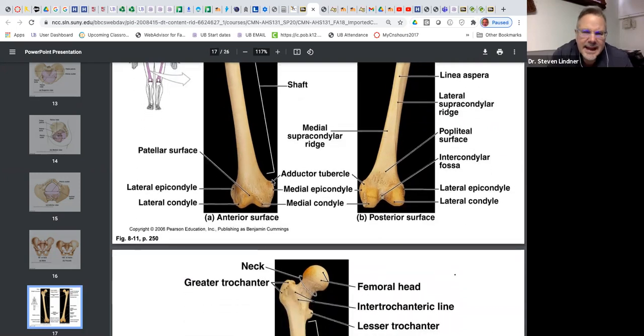There is an adductor tubercle on the medial side, and above the medial epicondyle. So you have the condyles lower, epicondyles higher, and above the medial epicondyle is the adductor tubercle. That's where your adductor magnus is going to insert. So there are three large adductor muscles that we'll cover: the adductor longus, adductor brevis, and adductor magnus. And the adductor tubercle is just a prominent attachment point.